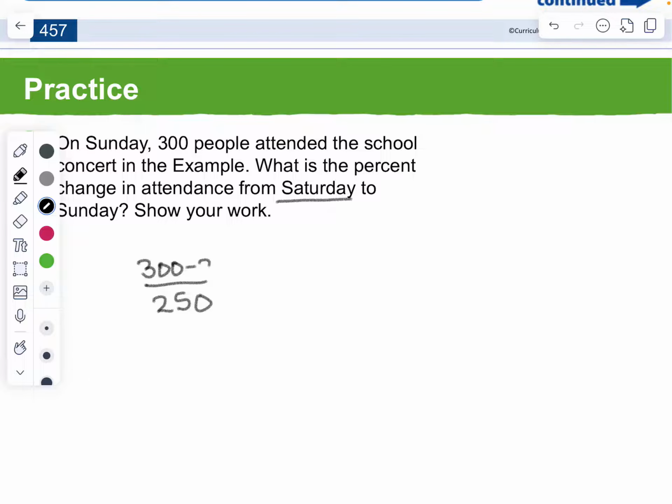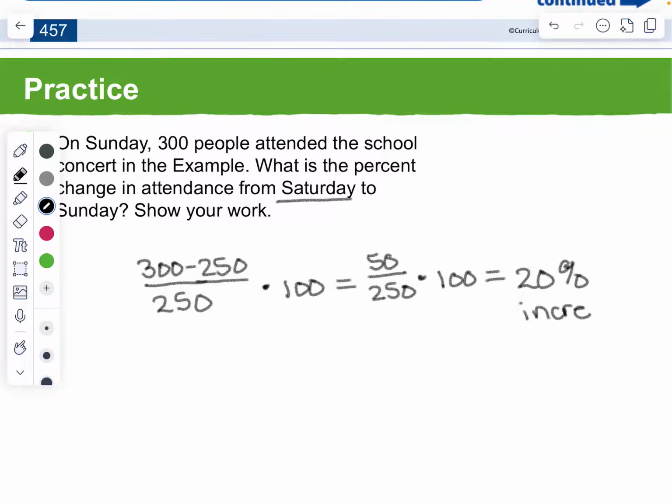300 minus 250, those are the numbers I'll be using. And then we'll multiply by 100 to get our percent. 300 minus 250 is 50. Could probably do this one without a calculator. And it went from 250 up to 300, so maybe we should say 20% increase.